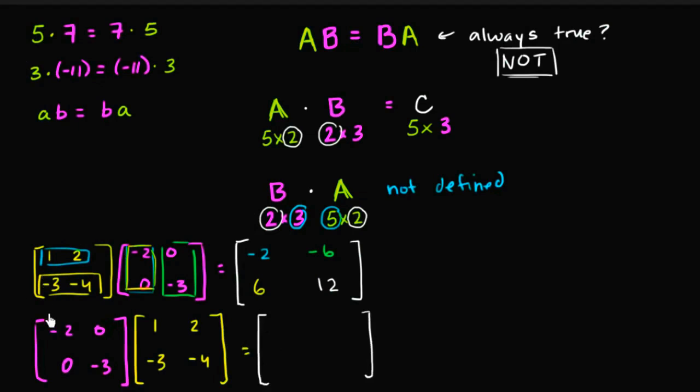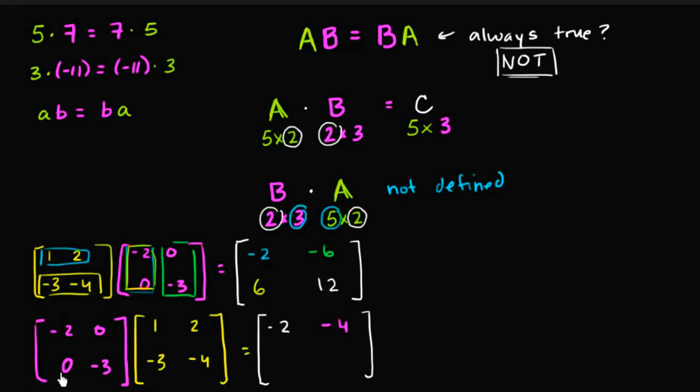So let's think about this. So -2 times 1 is -2 plus 0 times -3. So that's going to be -2. So far it's looking pretty good. Then if you have -2 times 2 is -4, plus 0 times -4 is -4. So we already see that these two things aren't going to be equal. But let's just finish it just so that we have a feeling of completion.